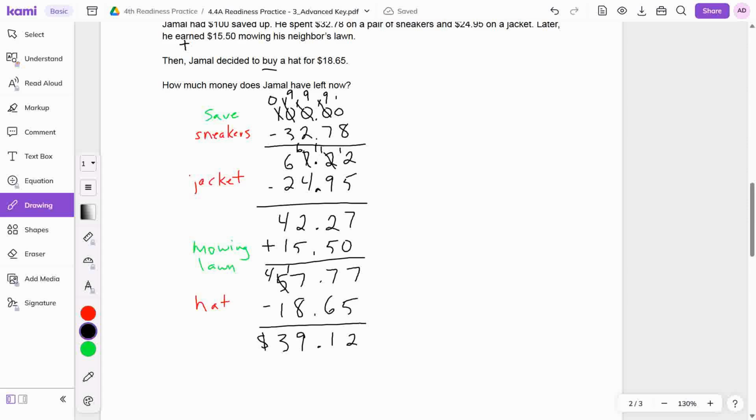How much money does Jamal have left? So Jamal has done a lot of work, let's call that $39.12 left. All right.